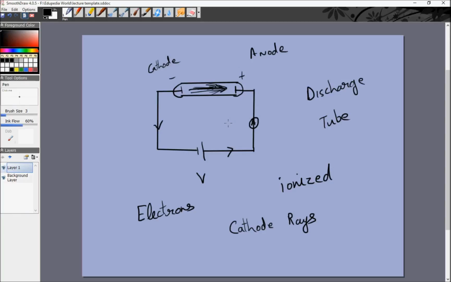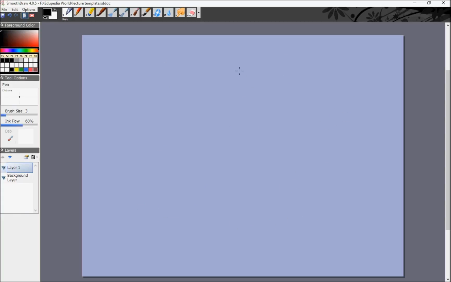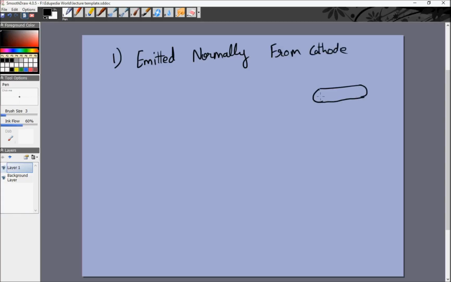So there are some properties of cathode rays which you need to know. The first property is they are emitted normally from the cathode. So if in the discharge tube, instead of a flat cathode, you had a cathode like this, then electrons would be focused at a particular point. You could do that. So electrons are always emitted normally from the cathode.